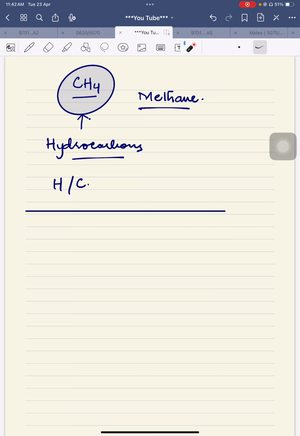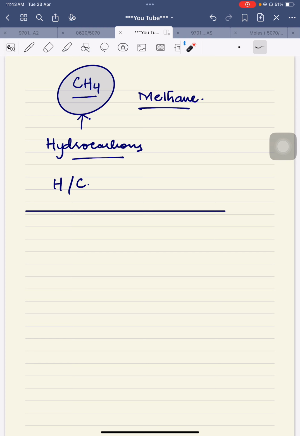The examiner can ask about the sources of methane gas as well. Now these sources are releasing methane gas continuously. Methane gas is a flammable gas. It can catch fire. That's why it is used in our homes for heating and cooking purposes. And remember this thing that sulfur is added to methane gas.